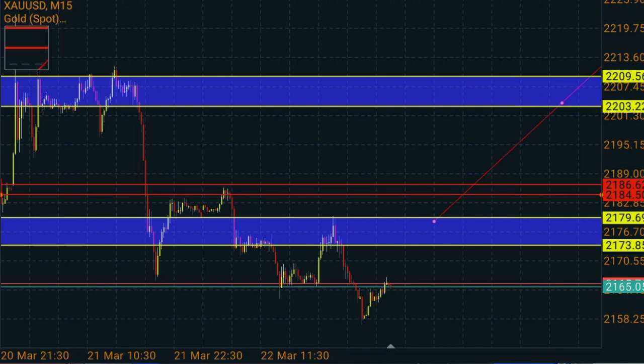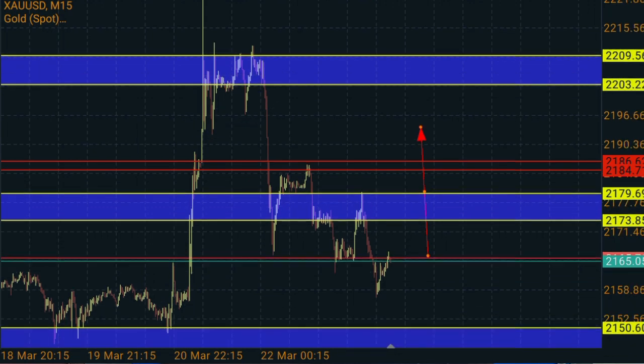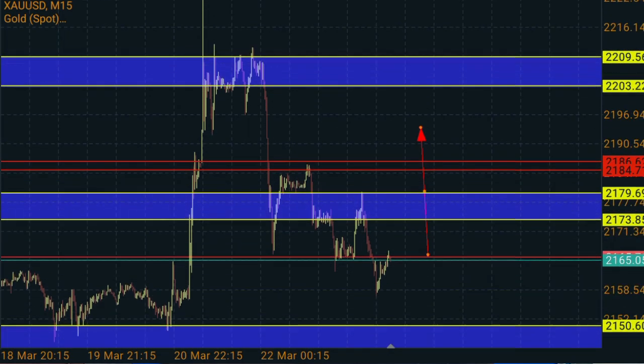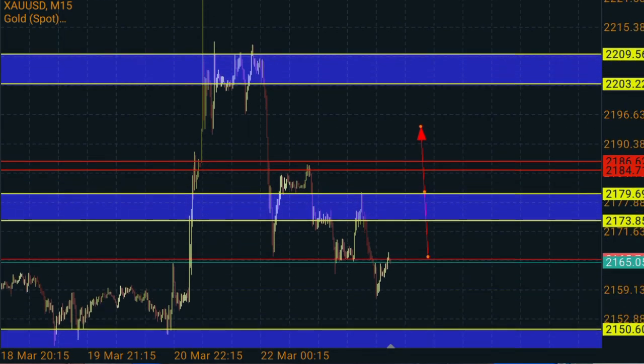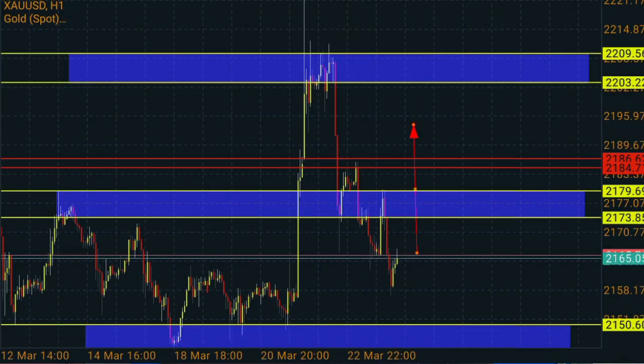It will just poke and go. Price will just poke and go. Price will just poke and drop. So this M15, I'm going to put it on my YouTube, and let me say my Telegram. I'm going to upload the pictures so that you can be able to see. And let's see how it will be.